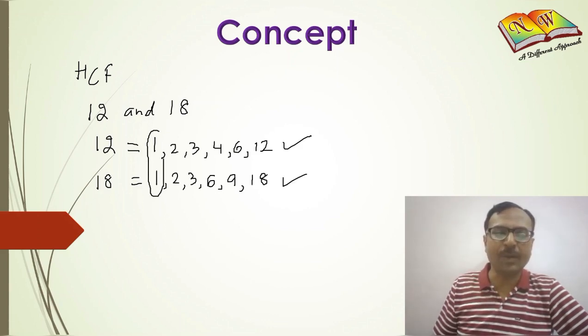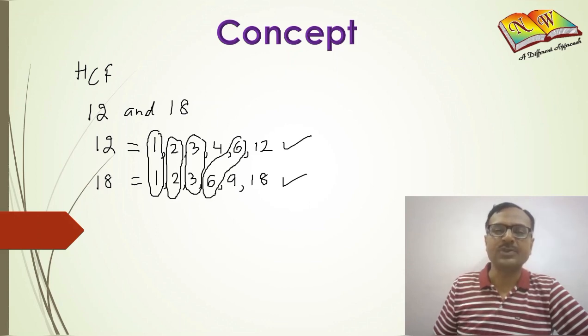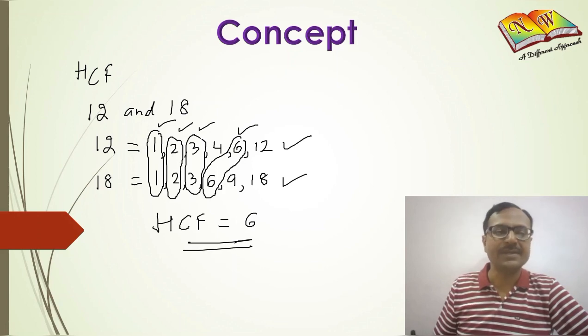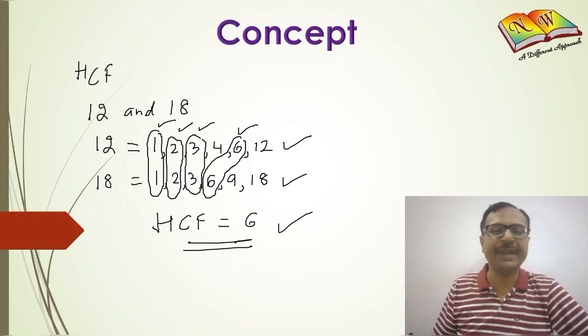1 is a common factor. 2 is also a common factor. 3 is also a common factor. And likewise, 6 is also a common factor. So the common factors of 12 and 18 are 1, 2, 3 and 6. But which one is the highest common factor? It is 6. And therefore, 6 happens to be the highest common factor or the HCF of 12 and 18.